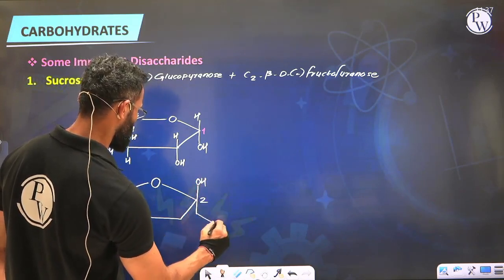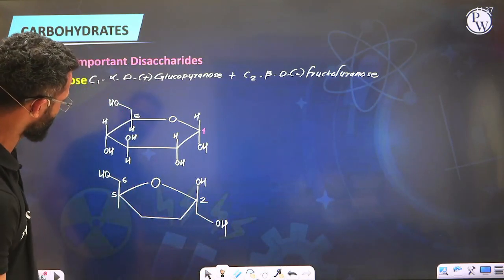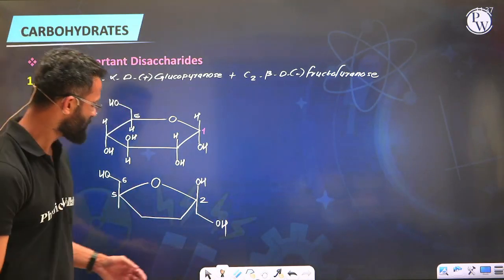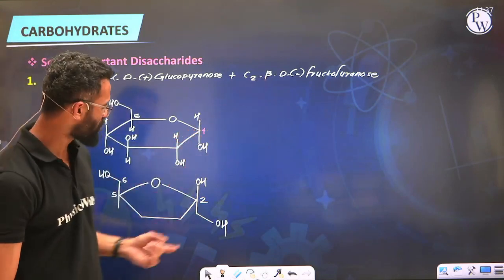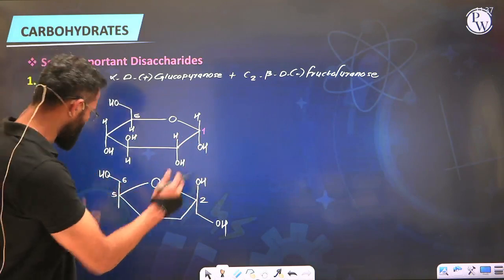OH and CH2OH. Okay, everyone. Since we are talking about the beta form, the OH at the 2nd carbon and CH2OH at the 6th carbon are on the same side. Guys, just hold on.